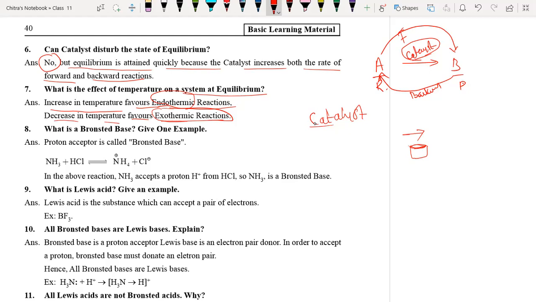So I was discussing how, when temperature increases or decreases, it favors the endothermic and exothermic reaction. Next example we have is for Bronsted base, very important. Most of the time it has been asked. So we just went through initially that the substance which releases H positive ion is called an acid.